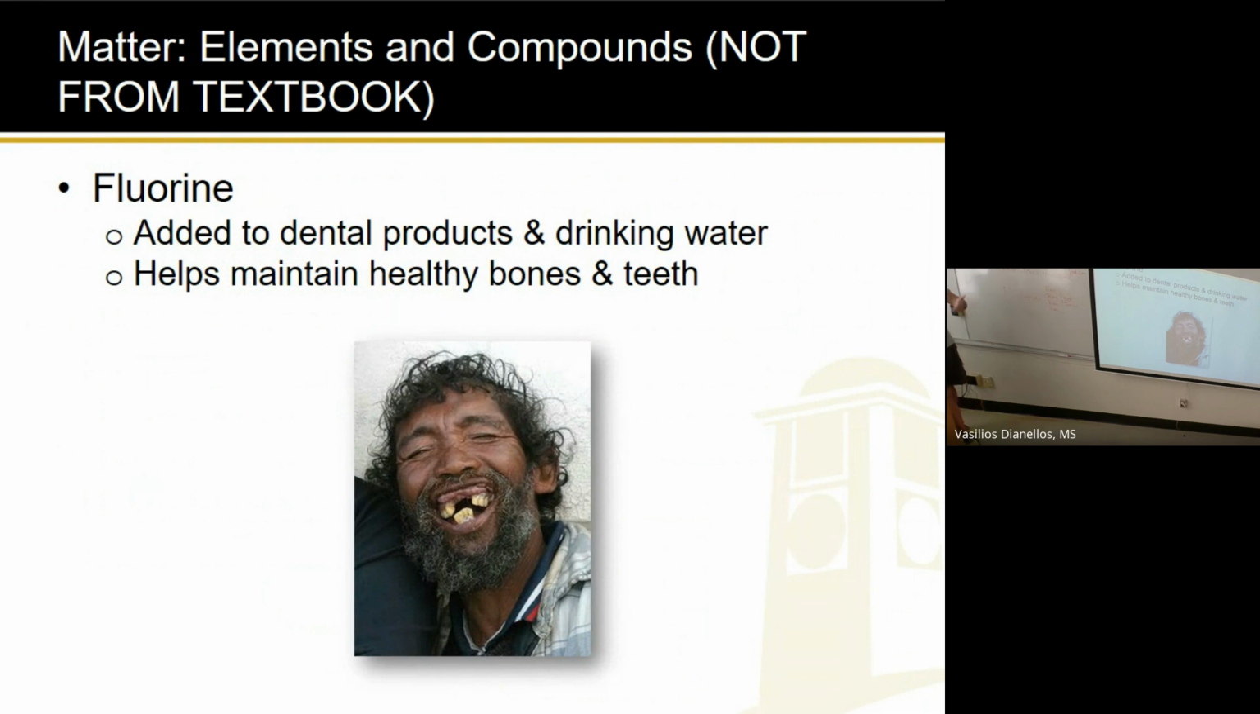How much is too much? How much is not enough? What happens if you have too much? What happens if you don't have enough? Where can you find it? How does your body use it? So on and so forth. Any questions about that?